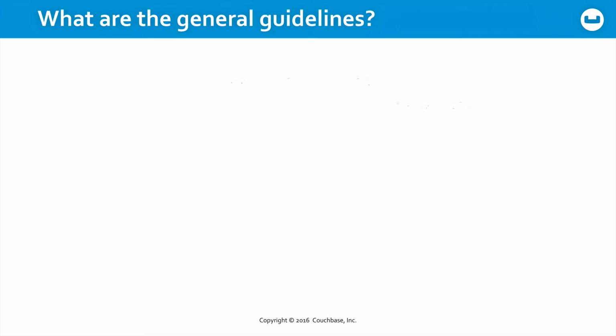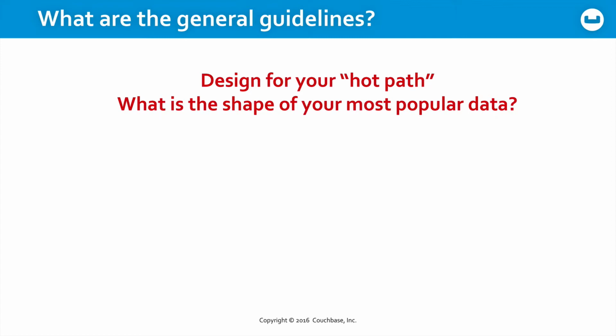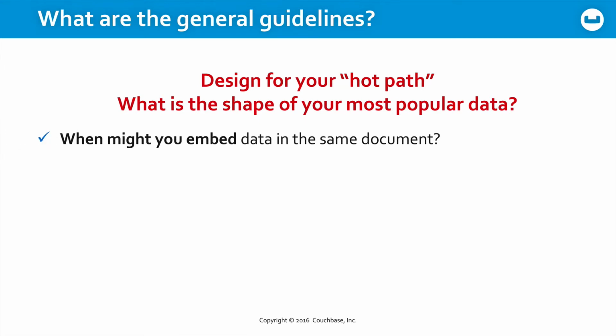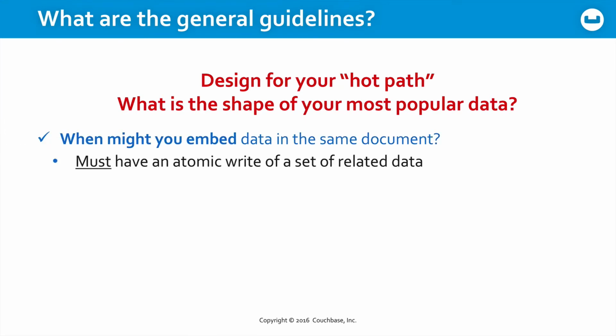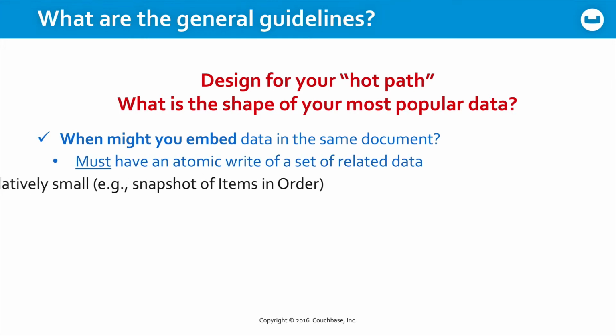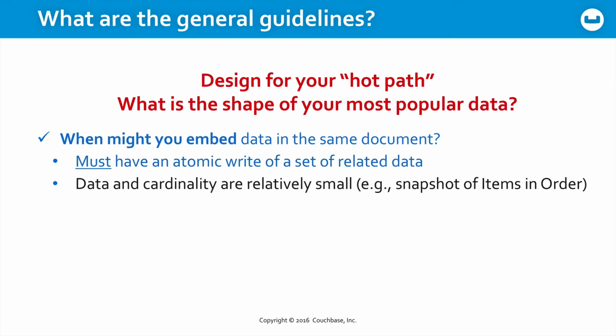So what are the general guidelines to wrap this up? First off, design for your hot path. In advance, you want to know what is going to be likely the most popular data in your system. Shape your data accordingly. When might you embed data in the same document? Well, if you must have an atomic write of a set of related data or a set of attributes, they should be in the same document. And if your data and cardinality are relatively small overall, such as a snapshot of items in an order, embedding is likely the way to go.